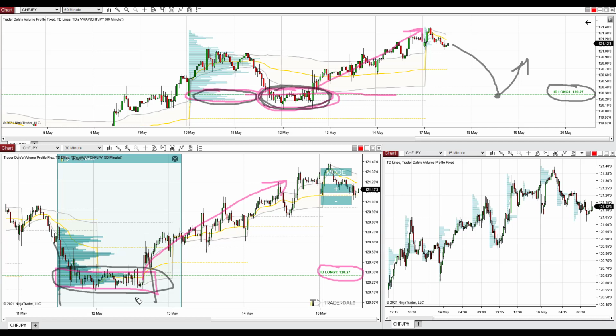An ideal place for the stop loss, in my opinion, would be in here below this rejection. So that's around 20 pips.